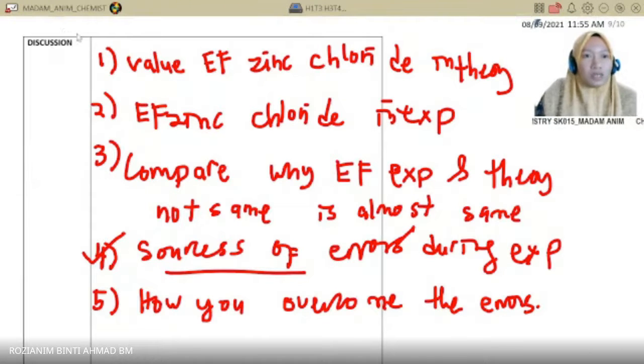So for your information, discussion ini adalah sentence writing. Dia mesti ayat penuh, dia tak boleh ayat pendek. Contoh, you jawab statement nombor 1. Empirical formula, titik bertindih, ZnCl2. Salah. Bila discussion, you must write down in the sentence. Bukan paragraph, you can write into the numbering together. Dapat? Ada soalan nak tanya? You must do it first.